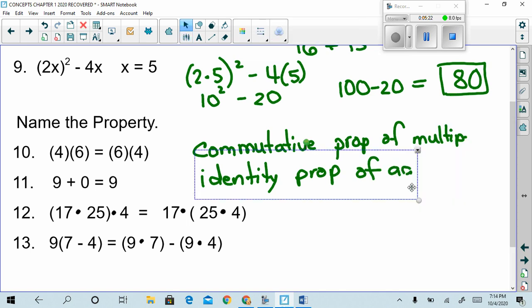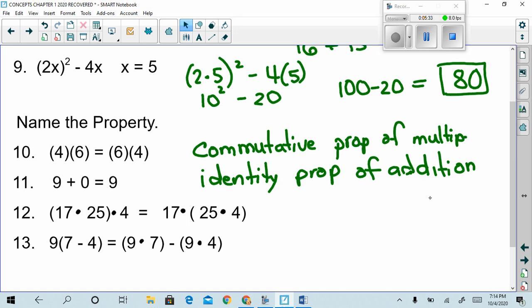Oops, what happened here? Okay, the next one, we're looking at multiplication. We're not changing the order, 17, 25, 4. It's all being multiplied by 17, 25, 4. This is my associative property. The only thing changing is the parentheses. It's the associative property of multiplication.